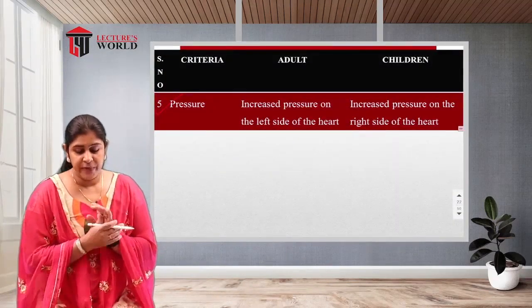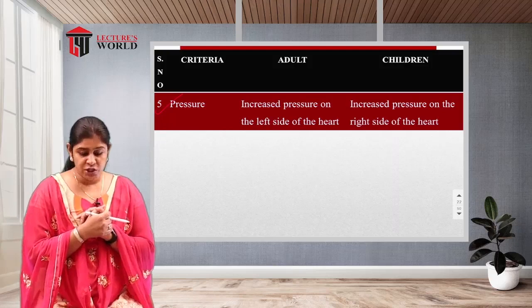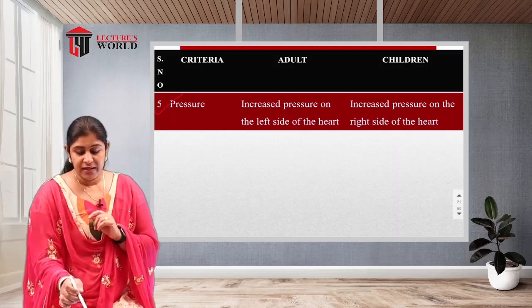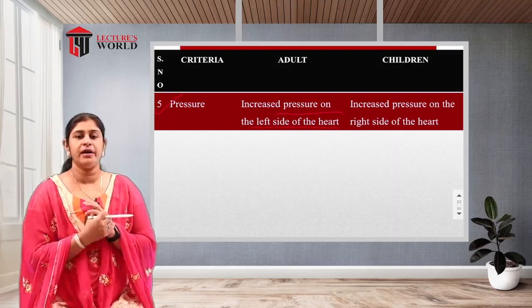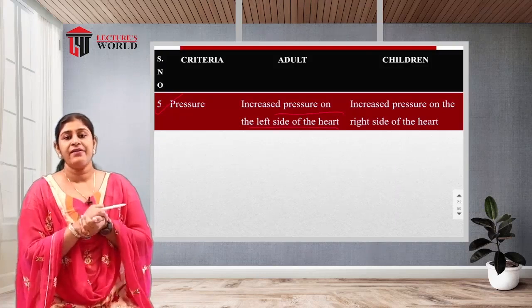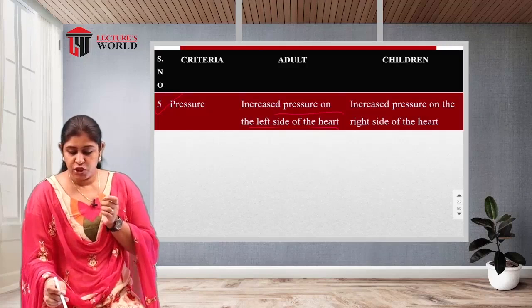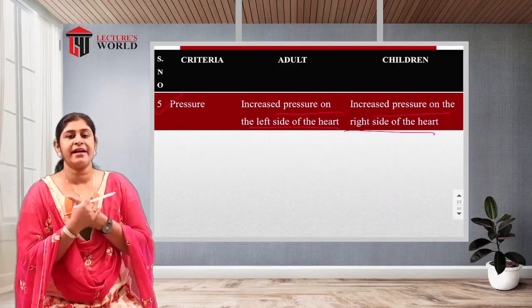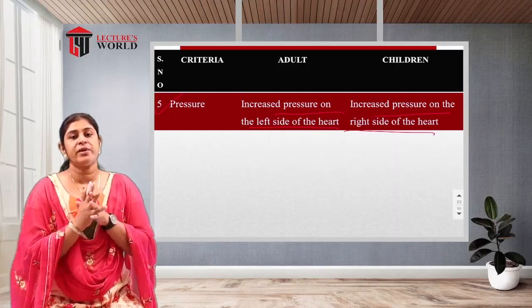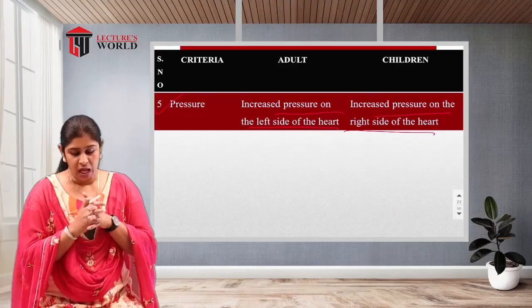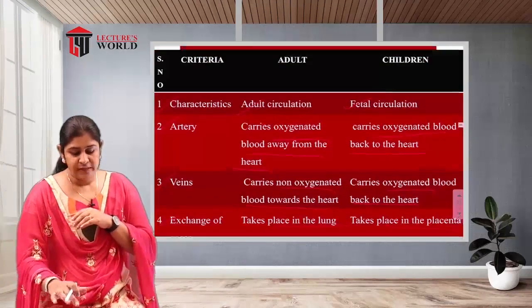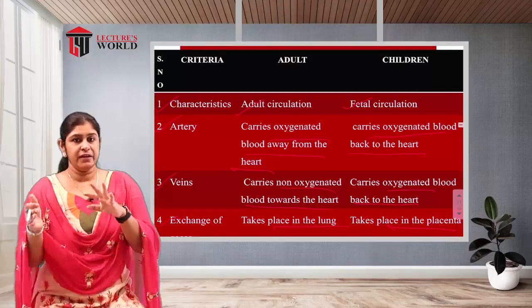Next, the fifth point is pressure. According to this criterion, in adults there is increased pressure on the left side of the heart, whereas in children there is increased pressure on the right side of the heart. So this was all the difference between adult and fetal circulation.